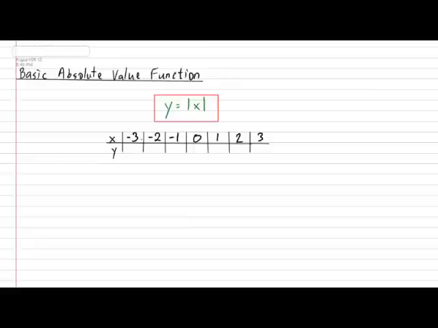What's the absolute value of minus 3? Well, it's positive 3. Next, what's the absolute value of minus 2? Positive 2. Let's continue. The absolute value of minus 1 is positive 1. Absolute value of 0 is 0. Absolute value of 1 is 1. Absolute value of 2 is 2. And finally, the absolute value of 3 is 3.